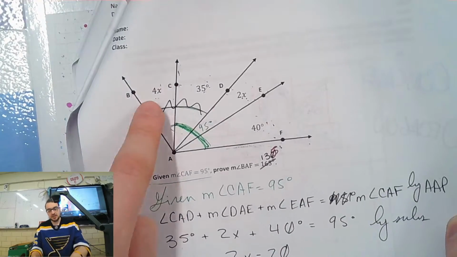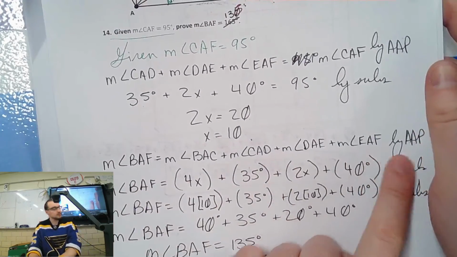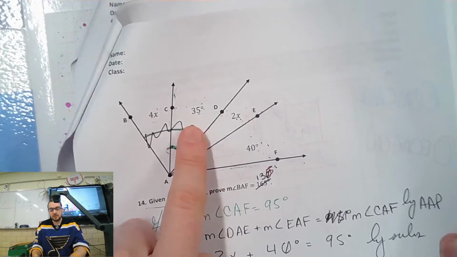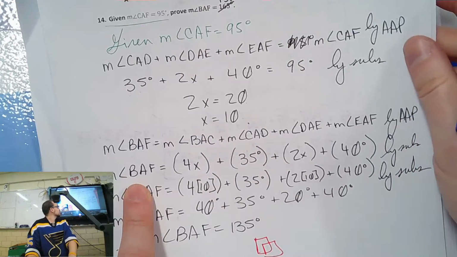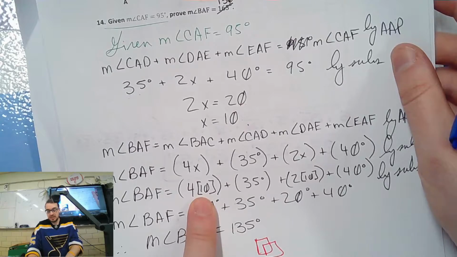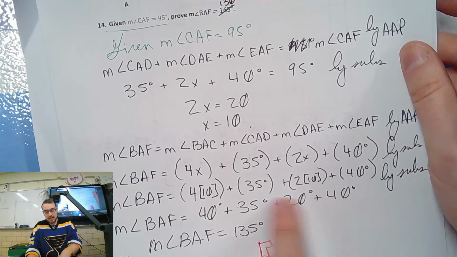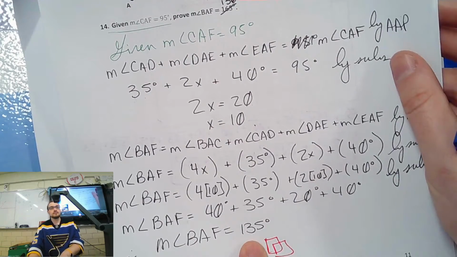Then I said that this angle, this angle, this angle, and this angle all add up to the big angle, BAF. So I wrote that by angle addition postulate. Then I plugged in their values. 4x plus 35 plus 2x plus 40 equals BAF, which I don't know yet. That was substitution. And then I plugged in x. It was 10. I did that by substitution. And I got their values, 40, 35, 20, and 40. When I added all those up, I got 135, which is what we were supposed to prove BAF to be.